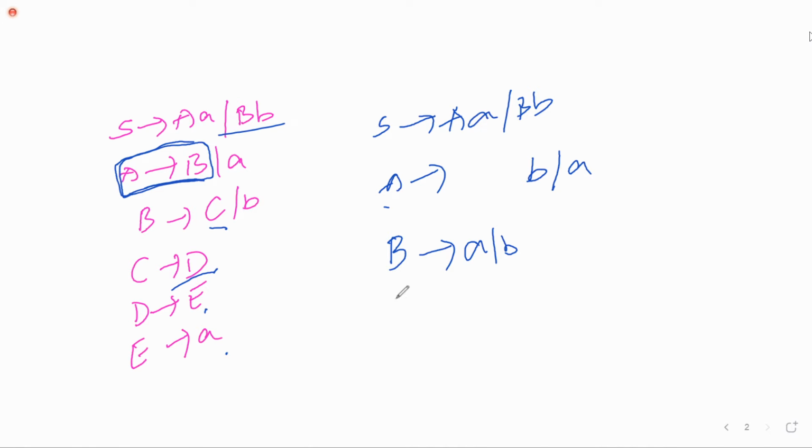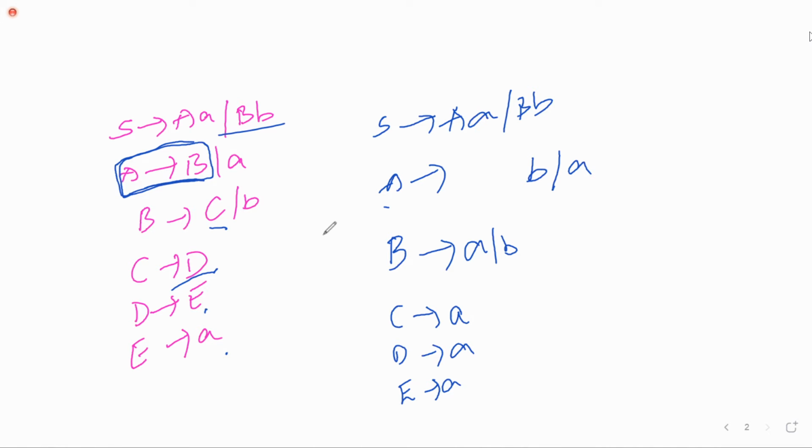Now C derives D, D derives E, which are all unit productions. So in place of D, I can write A. In place of A also, I can write A. But here, if you observe, this is the final grammar after removing the unit productions.